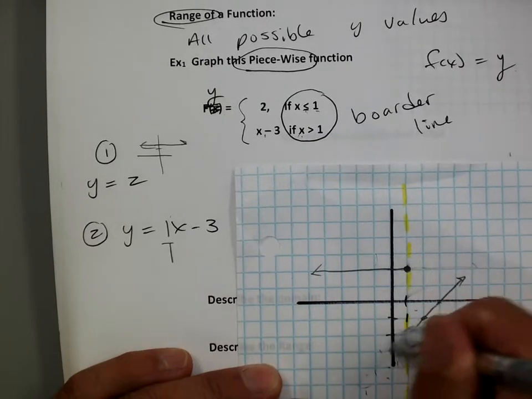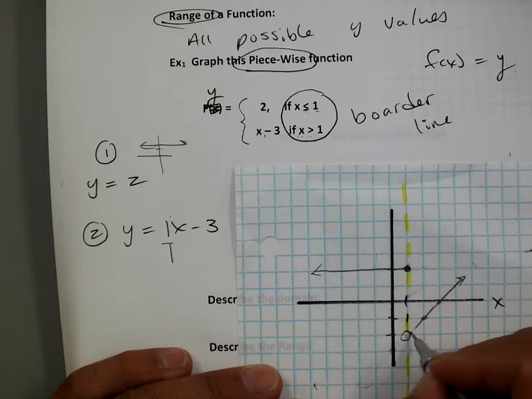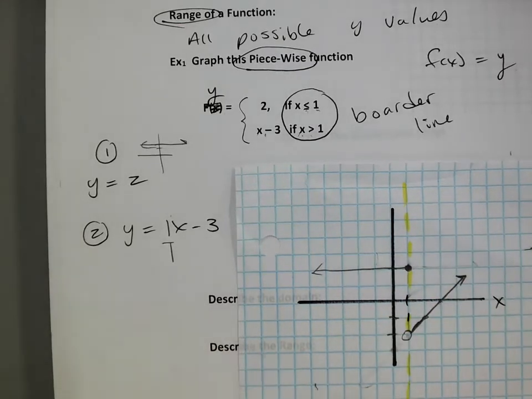Now I also have to do one more thing. It doesn't equal 1, so I put an open circle right there. Okay. Here's my graph. So this is my piecewise graph.